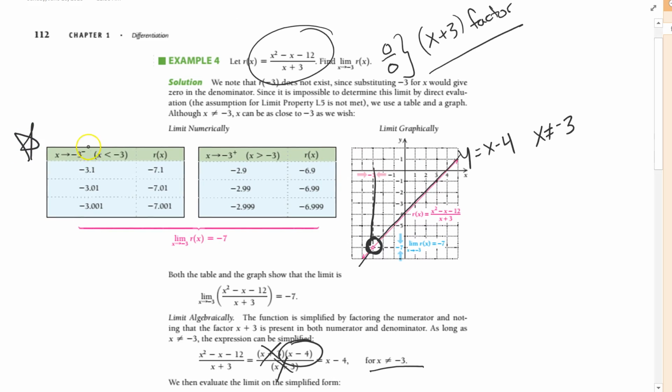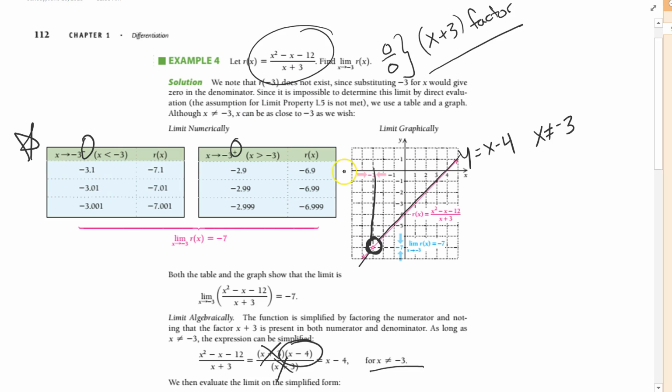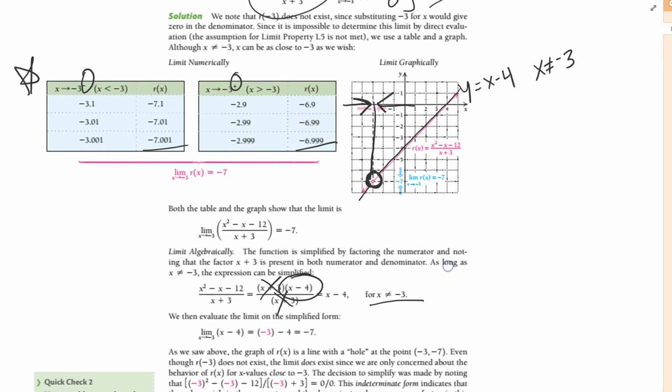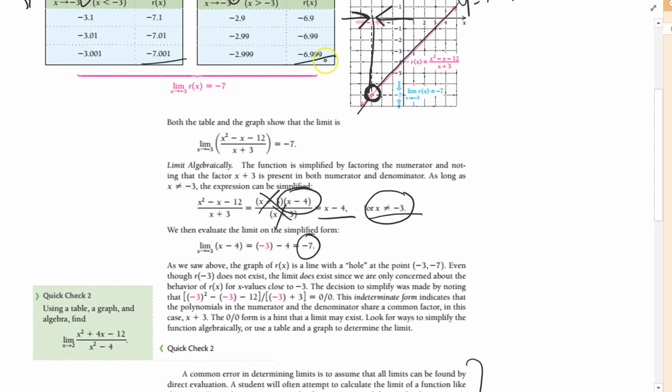So what they're doing here is they're evaluating the limit at the right and the left of minus 3 because you cannot plug in x equals minus 3, but you can plug in numbers that are really, really close to minus 3 on the left-hand side and numbers that are really close to minus 3 on the right-hand side and see if they're equaling the same number. So when you do the algebra, you get x minus 4, and if you plug in x equals minus 3 in here, you're getting minus 7, which is the same value that the table gives you.